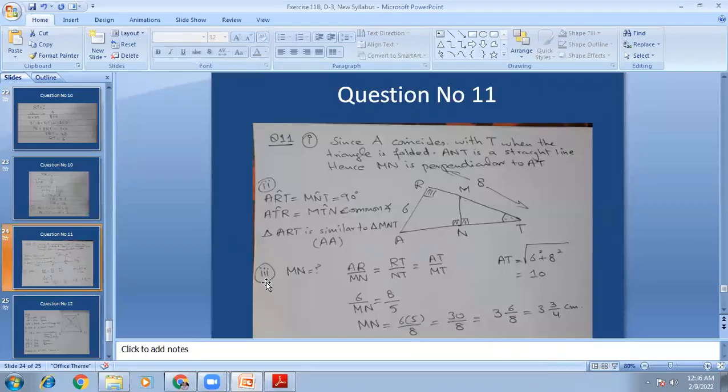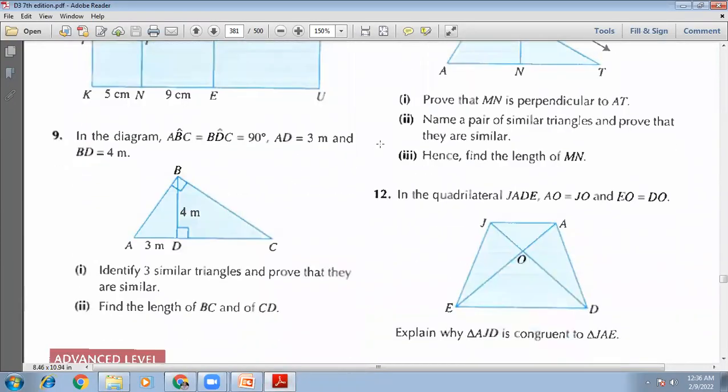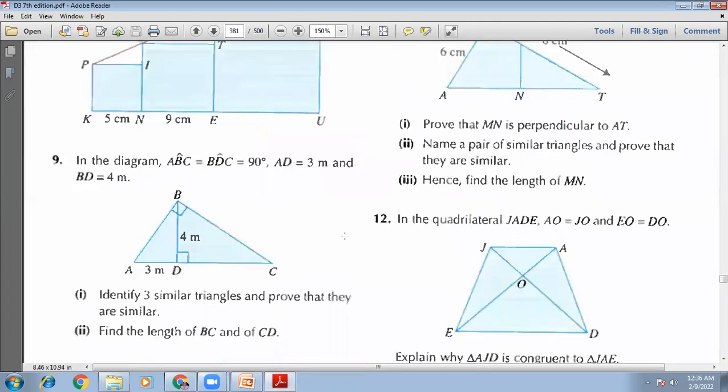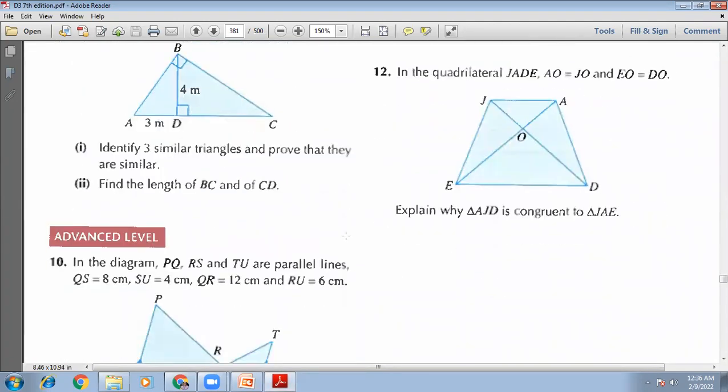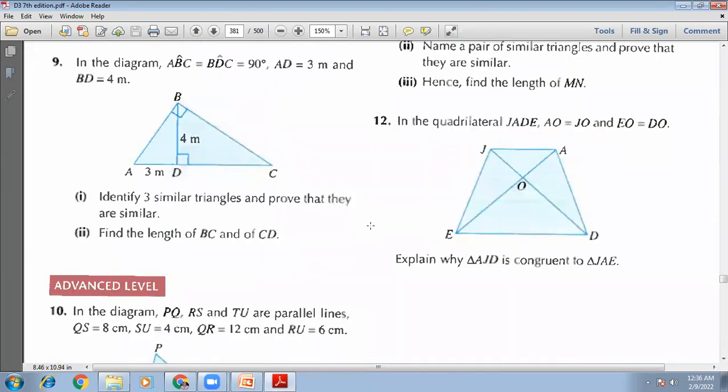These questions are not straightforward questions. They require prior knowledge and skill. Okay, so that was question number 11, and we are done with that. Now question number 12, and that's the last part of this exercise 11B. Last question on exercise 11B.